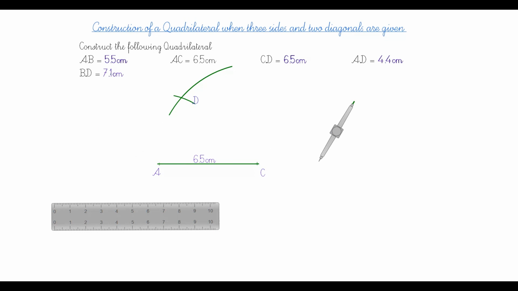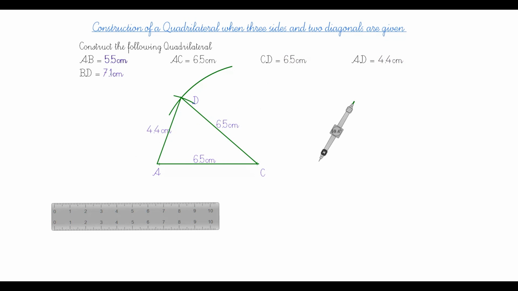After locating the vertex D, we will join this D to A and also we'll join D to C as well. So with that, we are done with drawing AD and CD, and we will also mark these lengths, that AD is 4.4 and CD is 6.5. Now we have to locate the point B. For that we have to use the side length AB and the diagonal BD length.